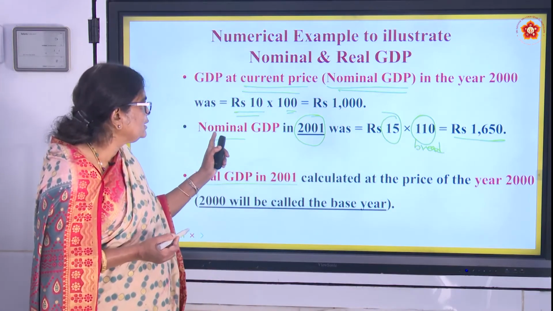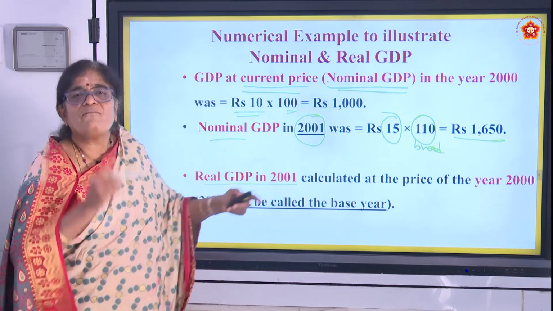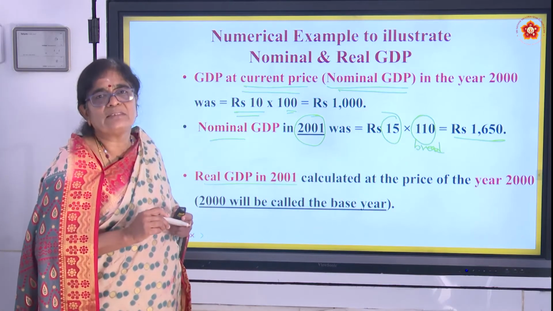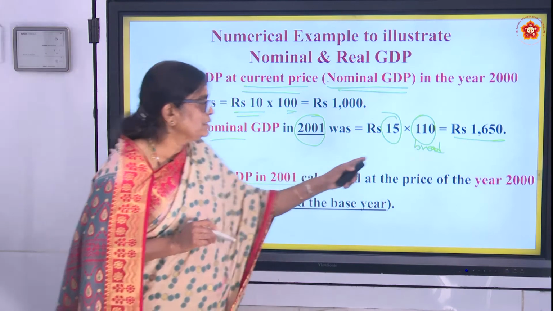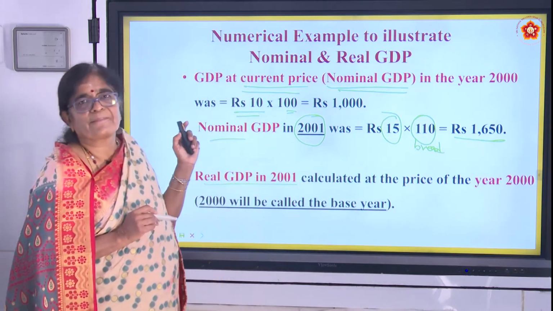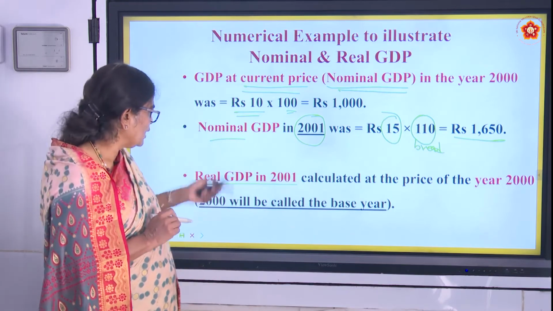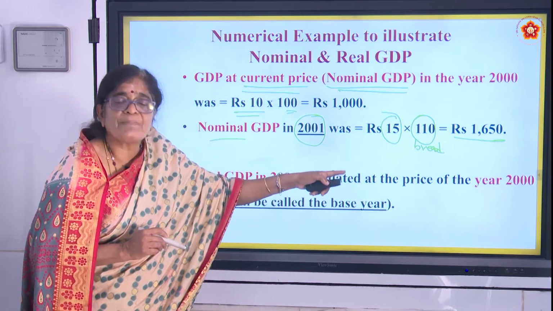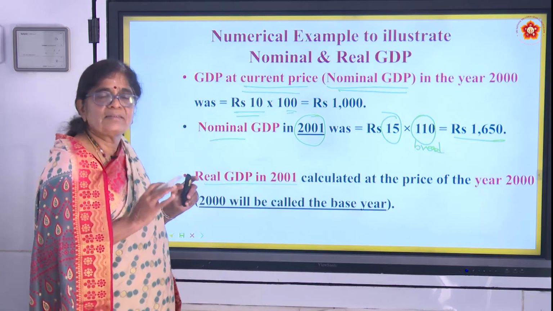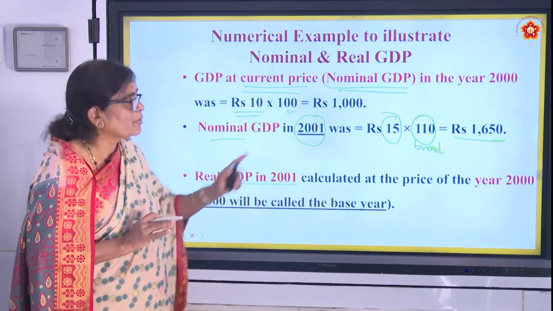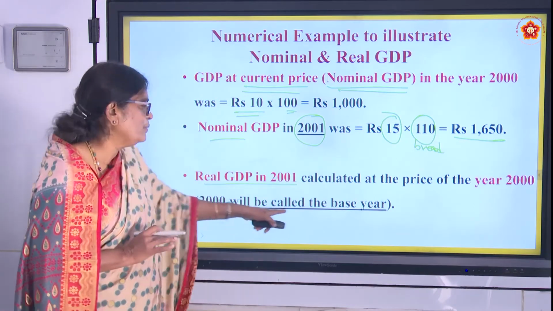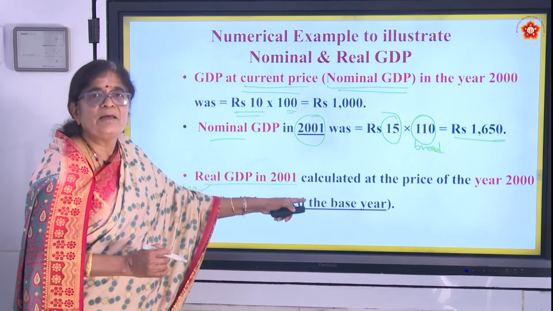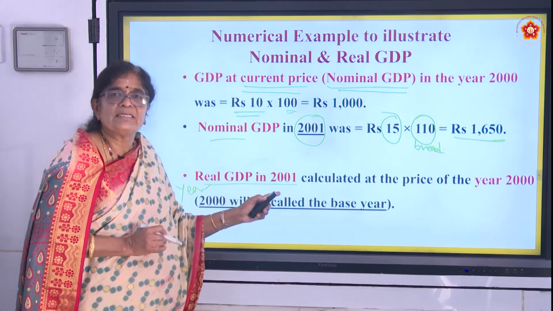Now, real GDP in 2001 calculated at the price of the year 2000. We have calculated the nominal GDP for the year 2001. What we are going to calculate now is real GDP. For calculating real GDP, we are going to consider the year 2000 price as a base year price. Therefore, we calculate real GDP in 2001, keeping the year 2000 price as the base year price, and considering that price didn't change, only volume changes from 100 to 110. Therefore, the year 2000 will be called the base year, because this price is used to calculate the real GDP.